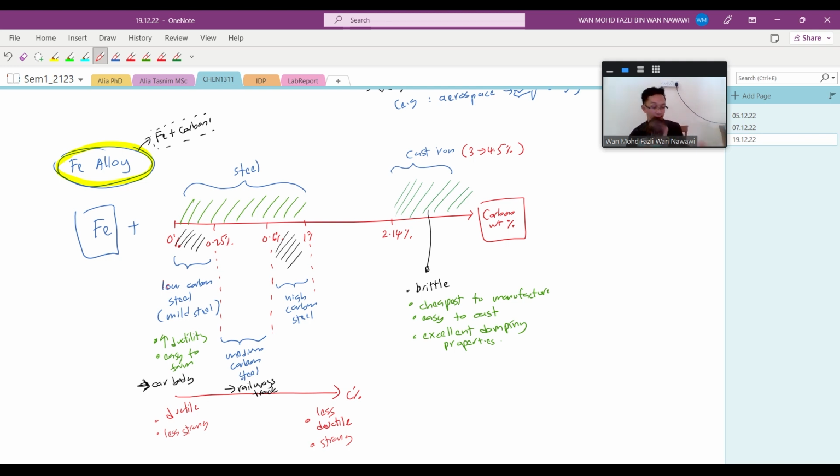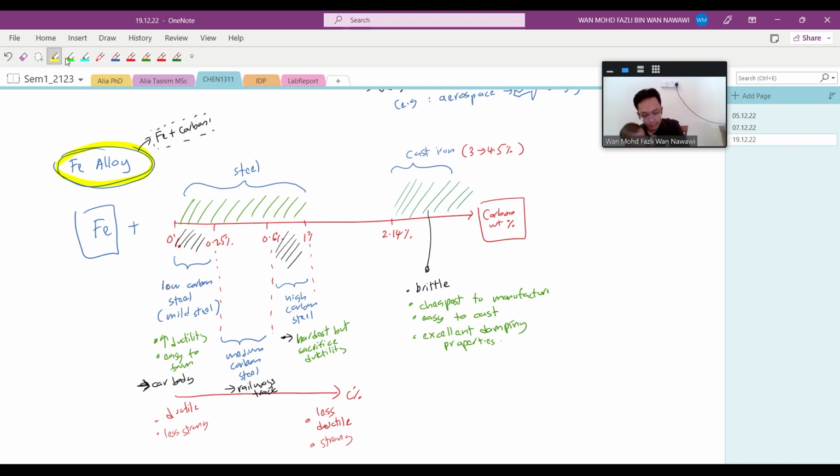High carbon steel is very strong, and normally they use it for tool making. It's the hardest, but it sacrifices ductility.